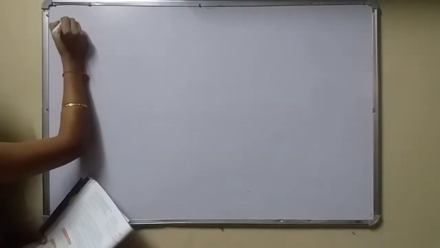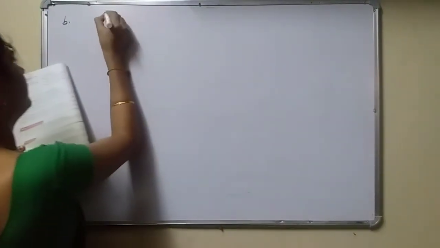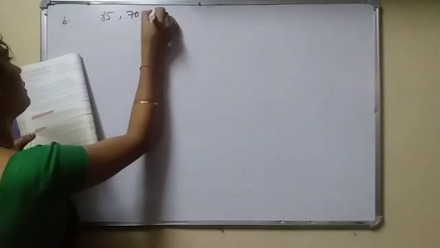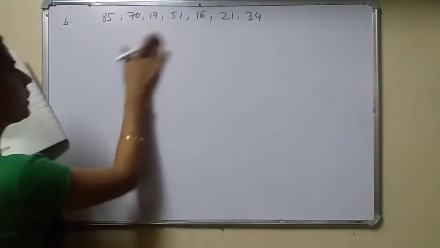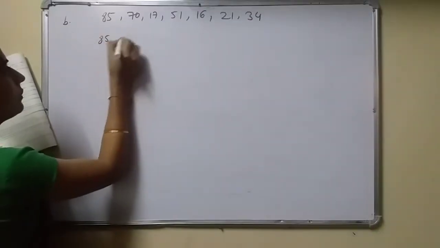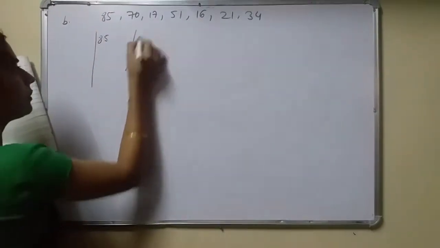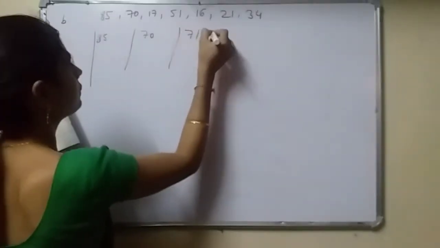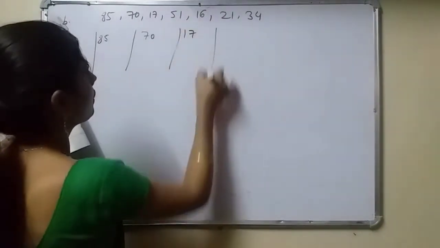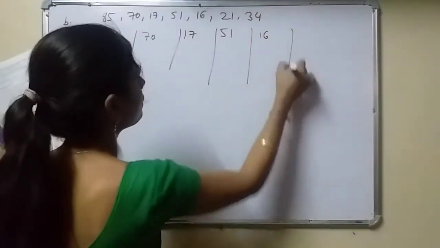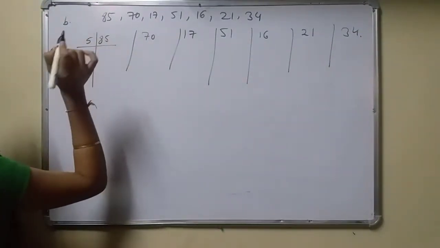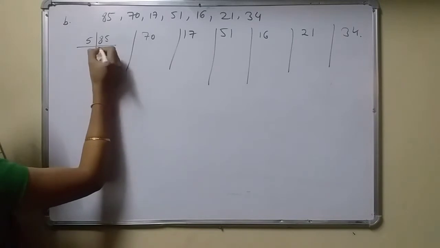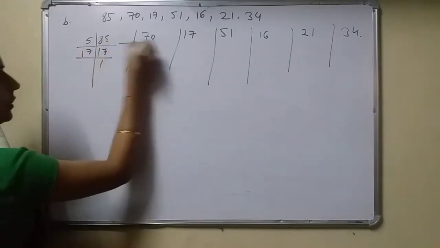Now question B: 85, 70, 17, 51, 16, 21 and 34. Here you have to find which are the co-prime numbers. 85, 70, 17, 51, 16, 21 and 34. Divided by 5, 17, 1.